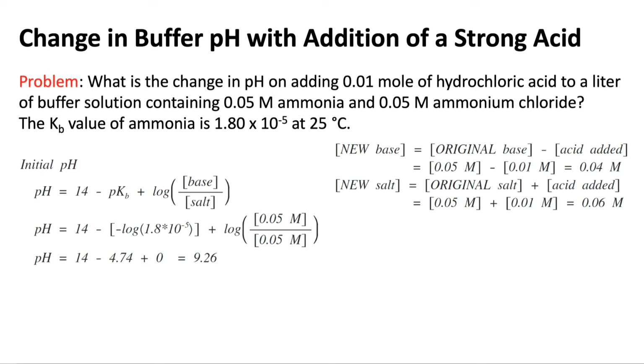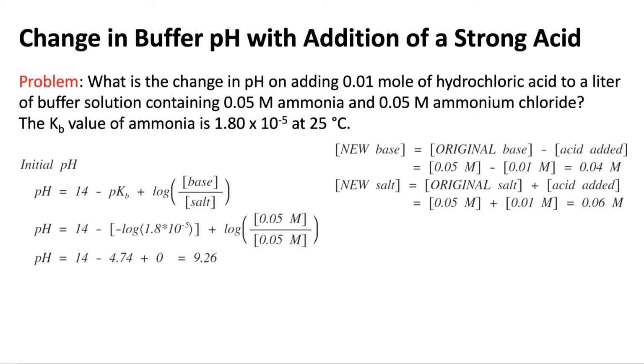We said that the base concentration is what's going to react with the acid and be used up. So we would take our original base concentration of 0.05 and subtract from that the concentration of the acid we are adding. We said to add 0.01 mole per liter of buffer. Well, 0.01 moles per liter is 0.01 molar, so the same concentration as our base concentration. So we subtract 0.01 molar, and we would see the resulting base concentration would be 0.04 molar.